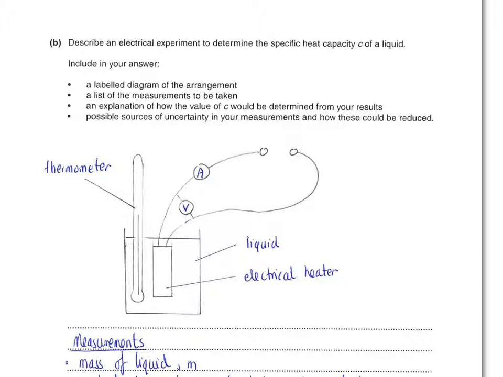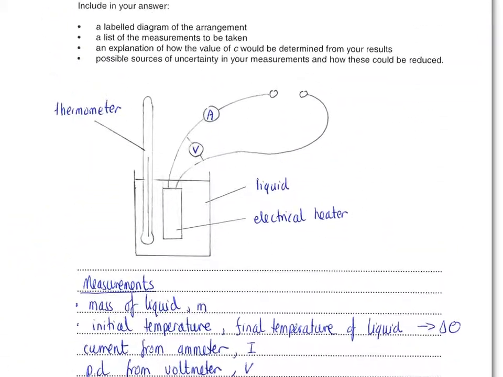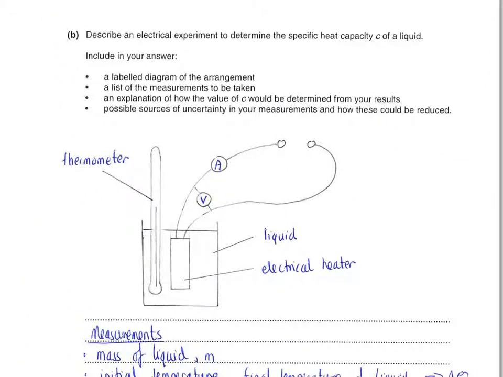And this looks, at a glance, like an 8-mark question. It's not an 8-mark question. They split this down into 4 sections. Chances are it's going to be 2-3 marks per section. So I'll be trying to get 3 details right per section. So they've asked for a labelled diagram of the arrangement. There it is.